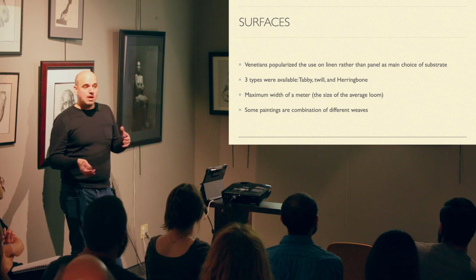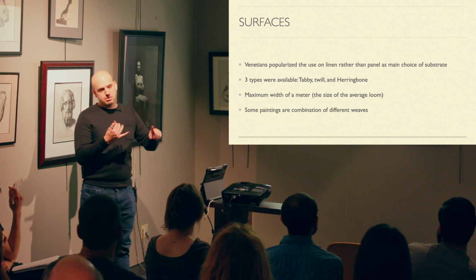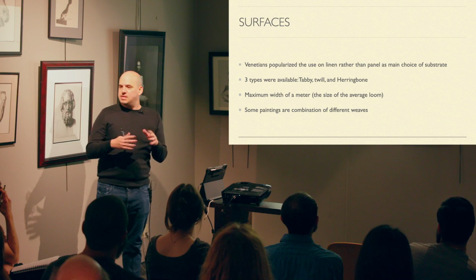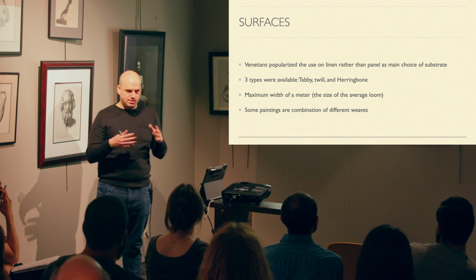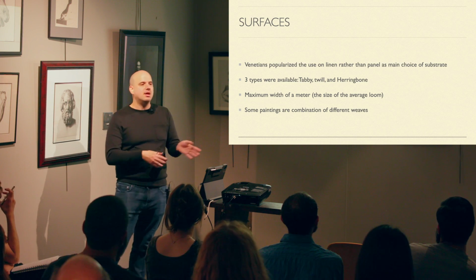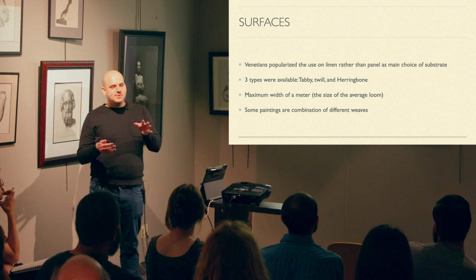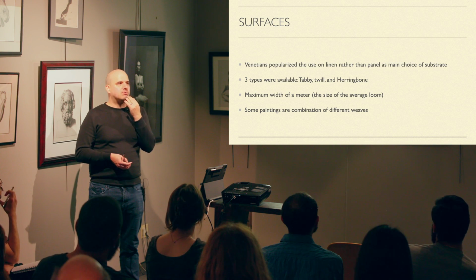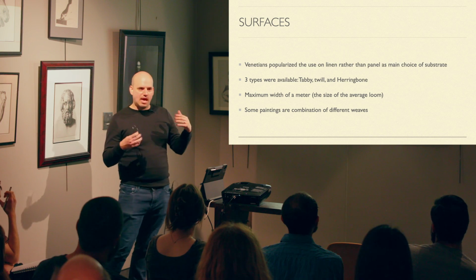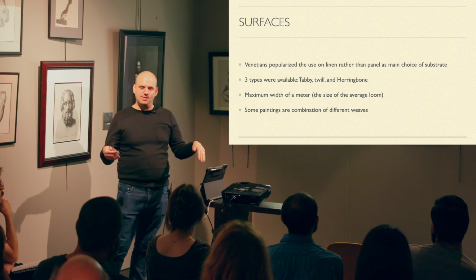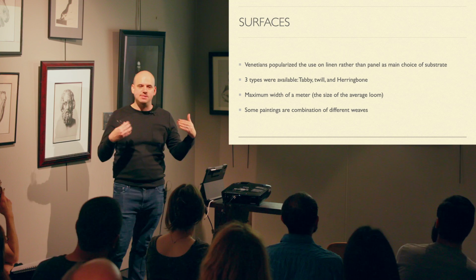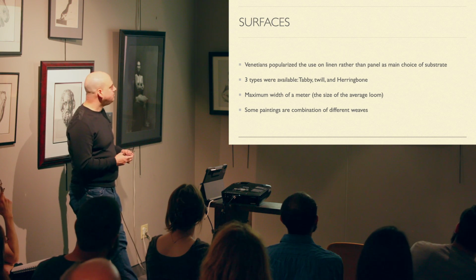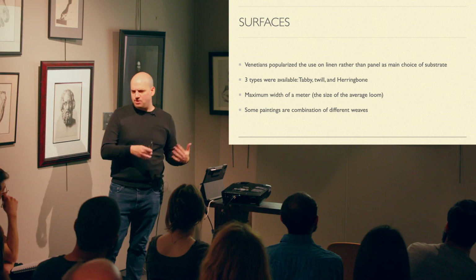So, surfaces that were used at this time period for both the Northern Renaissance and Italian Renaissance. Panel is the most popular surface. This is a carryover from egg tempera. I would say probably not until the early to mid 1600s are canvas and linen really popularized and substituted for panel as the main substrate choice for oil painters. But Venetians popularized that even before its time.